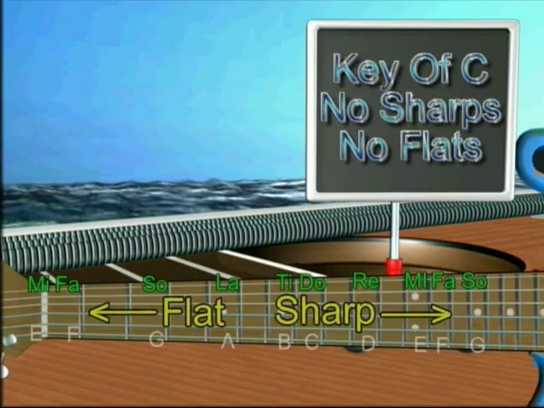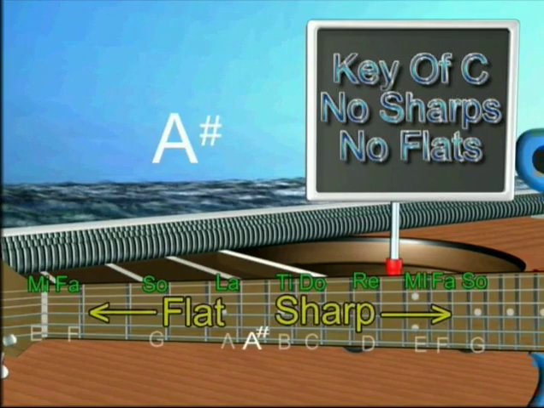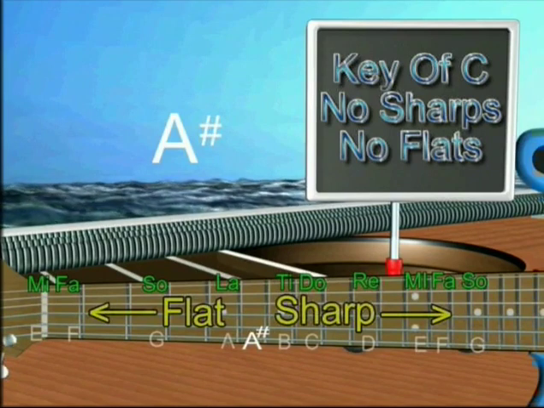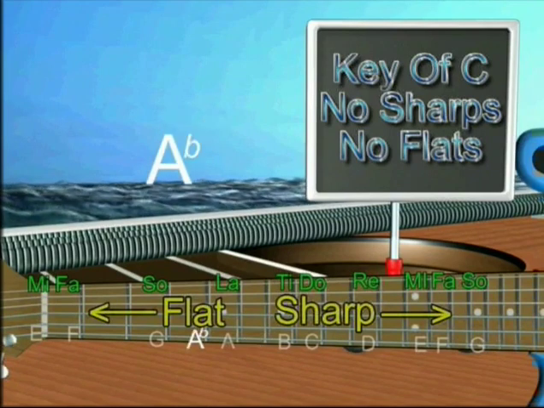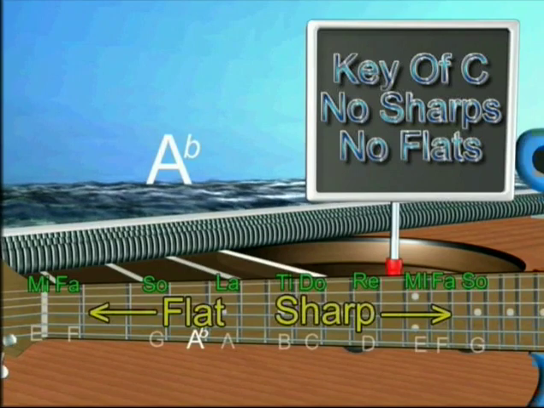In the key of C, there are no sharps or flats, so this is the key we learn, realizing that the named note sharped is up in pitch towards the bridge one half step or one fret. The named note flatted is one half step or one fret down in pitch towards the nut.